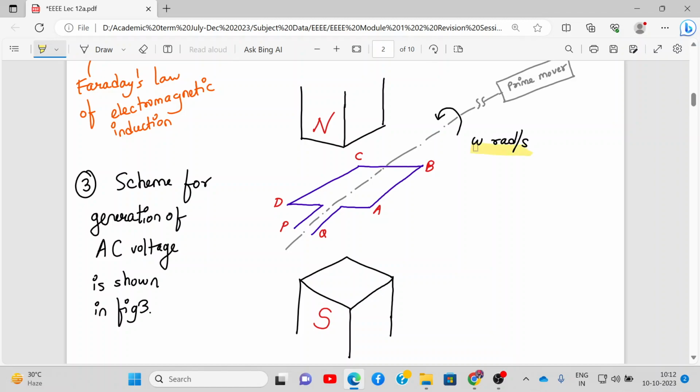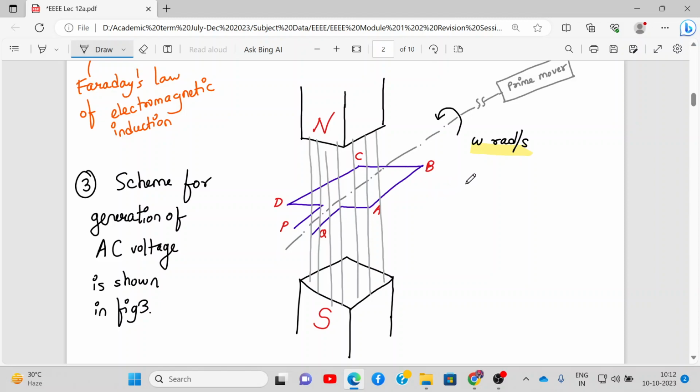We have a prime mover which rotates this rectangular coil with angular velocity omega radians per second in a uniform magnetic field. Because of this field, there will be lines which the coil will be cutting. Every time the coil rotates, the magnetic field is cut by the coil and an EMF is induced in the coil.